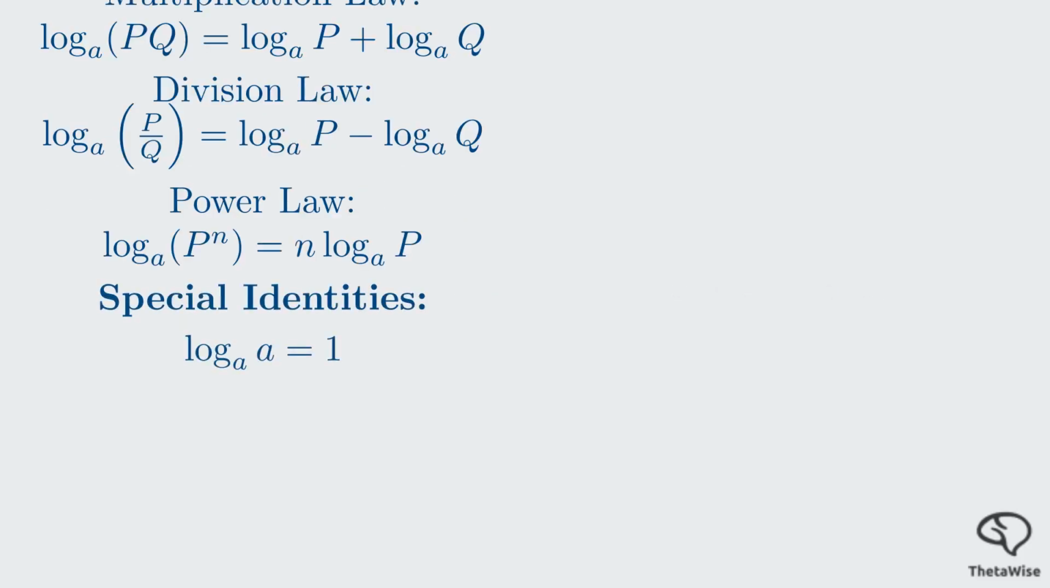Finally, remember these two identities. Log base a of a is 1 because a to the power of 1 is a. Log base a of 1 is 0 because any base to the power of 0 is 1.